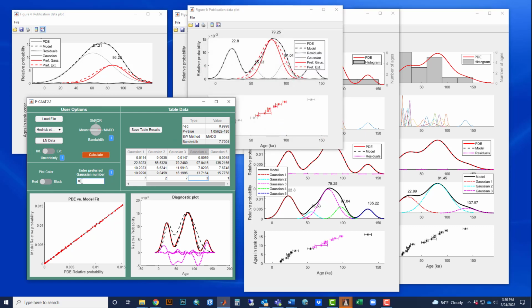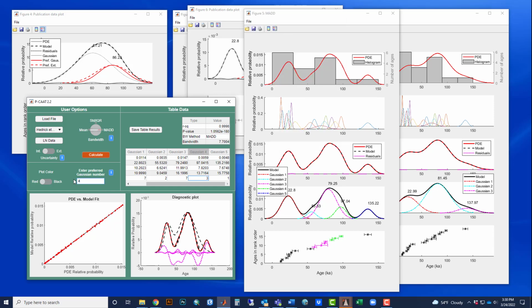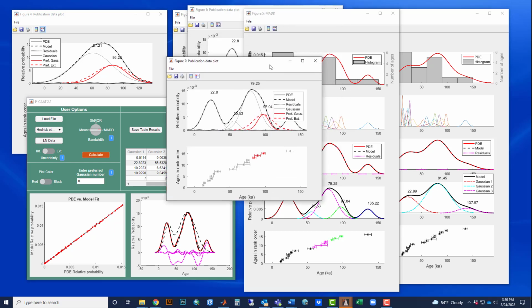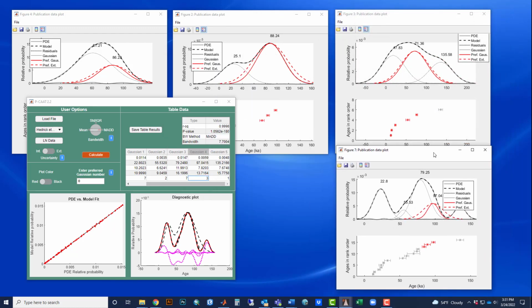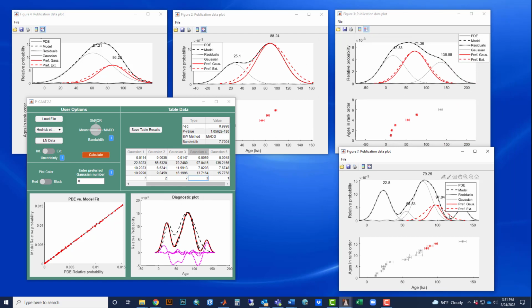Oh, wrong number. We wanted number 4. Delete that one. And we can delete both of these now. So this would be my choice when combining all the data.